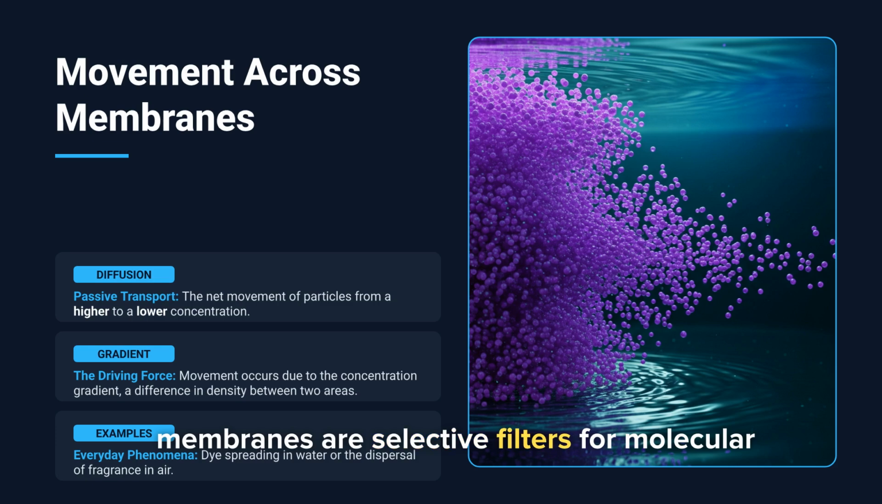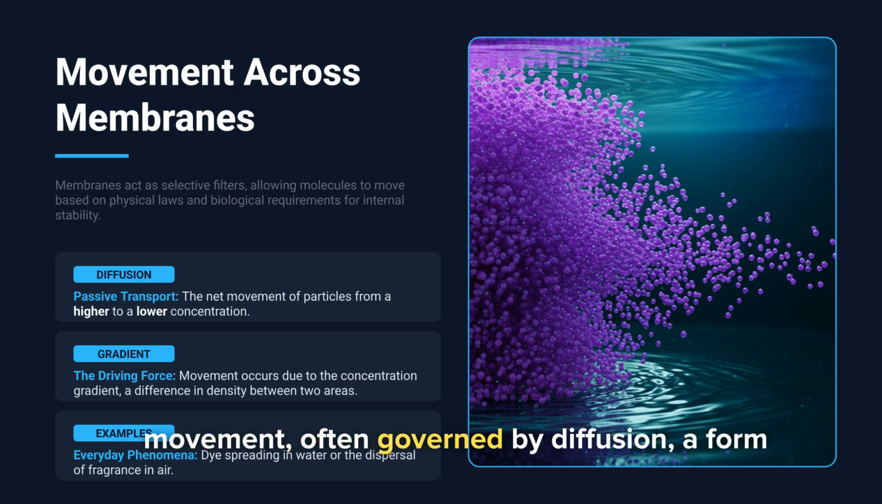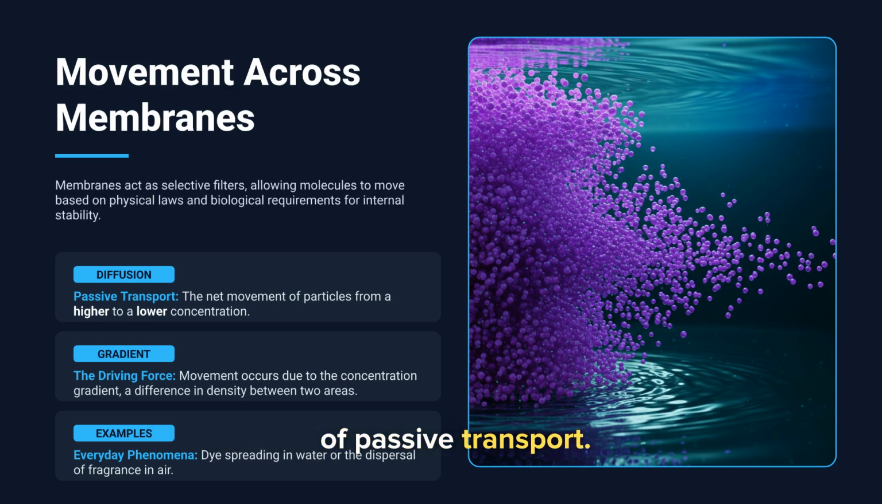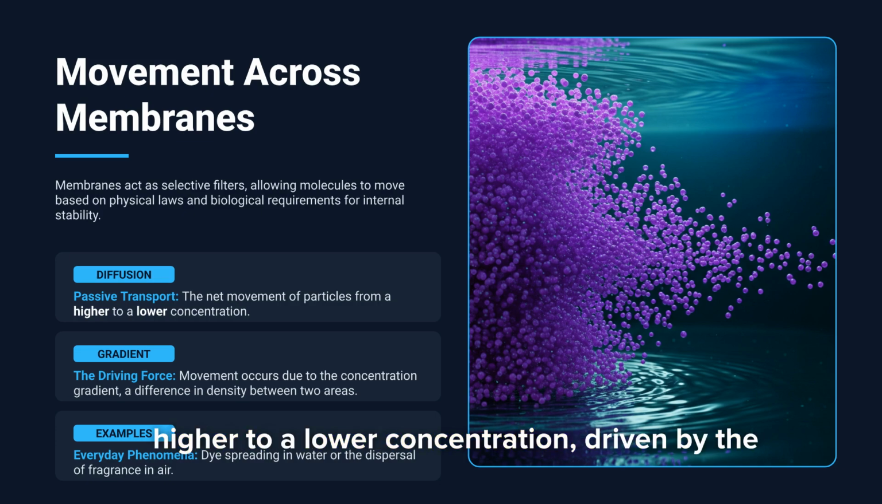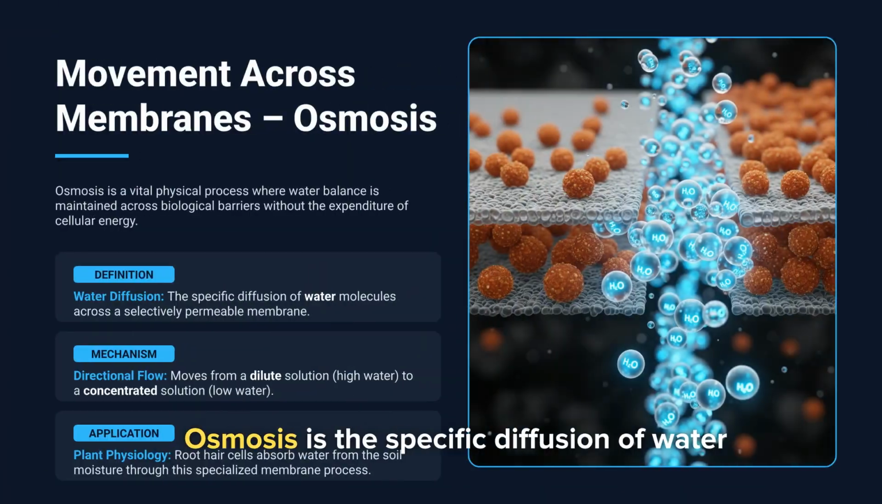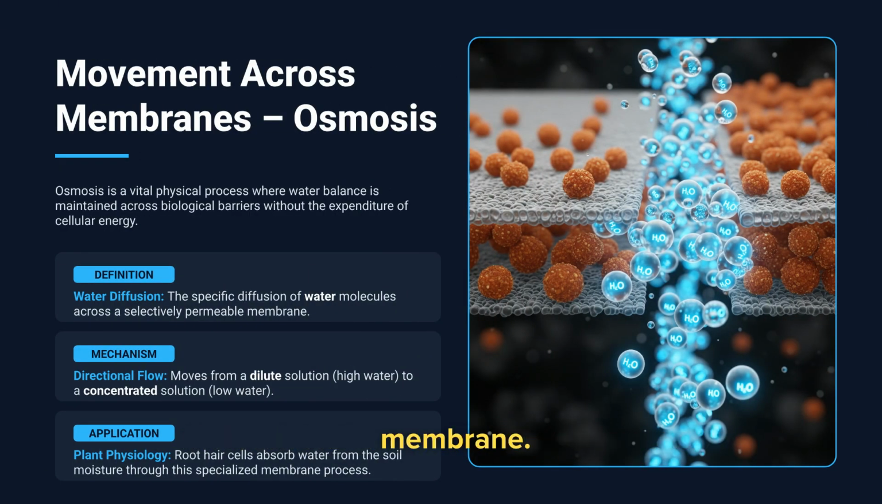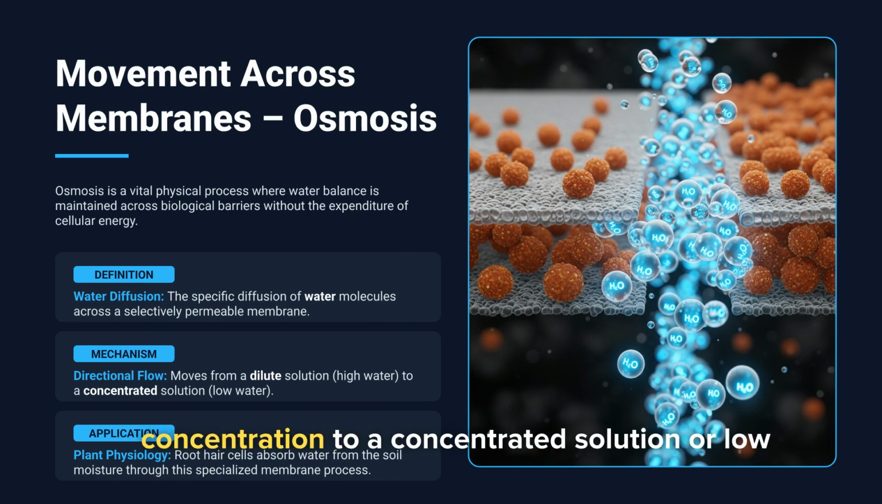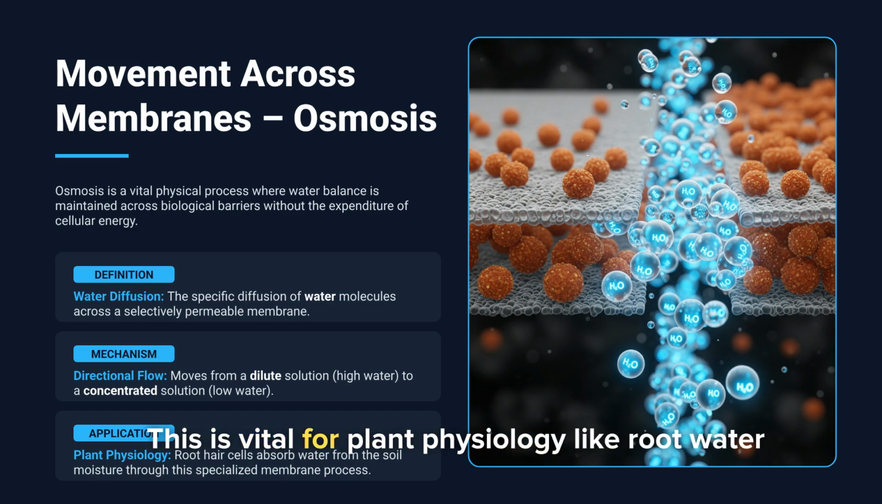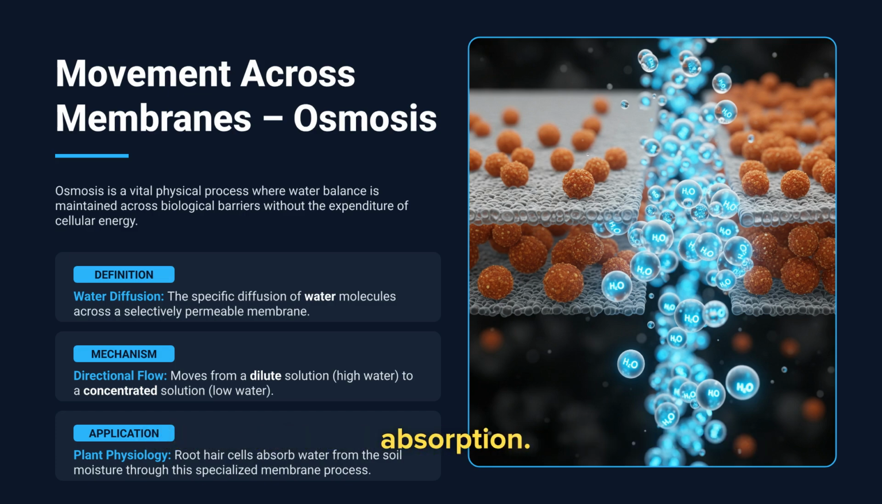Membranes are selective filters for molecular movement, often governed by diffusion, a form of passive transport. This is the net movement of particles from a higher to a lower concentration, driven by the concentration gradient. Osmosis is the specific diffusion of water molecules across a selectively permeable membrane. Water flows from a dilute solution, or high water concentration, to a concentrated solution, or low water concentration. This is vital for plant physiology, like root water absorption.